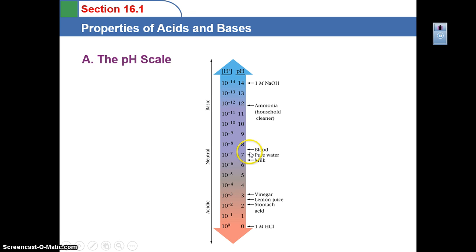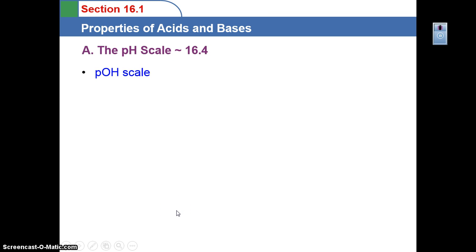You'll find out in anatomy class how important it is to keep blood within a certain pH range, right around 7.3 or so. Household ammonia, which is a cleaner, and sodium hydroxide, which you'll be mixing up for the titration lab, are very basic. Vinegar, lemon juice, and stomach acid are very acidic, and then hydrochloric acid is extremely acidic. So it just gives you a relative idea of different substances found on the pH scale.